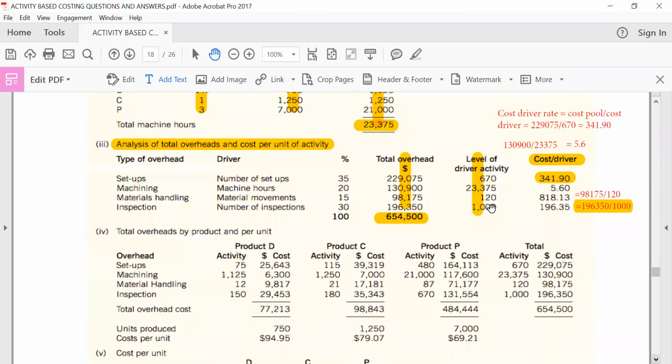That's why we have them. So I've shown you where the examiner got this 670 from. It was a cost driver for the number of setups. That is the setup cost. And this 23,375 is also the machine cost, its cost driver being the number of machine hours. And I've shown you how to calculate the total. The next 120 was the cost driver for machine handling cost. And the last bit, 1,000, is the cost driver for inspection. And that was the total number of inspections, right?